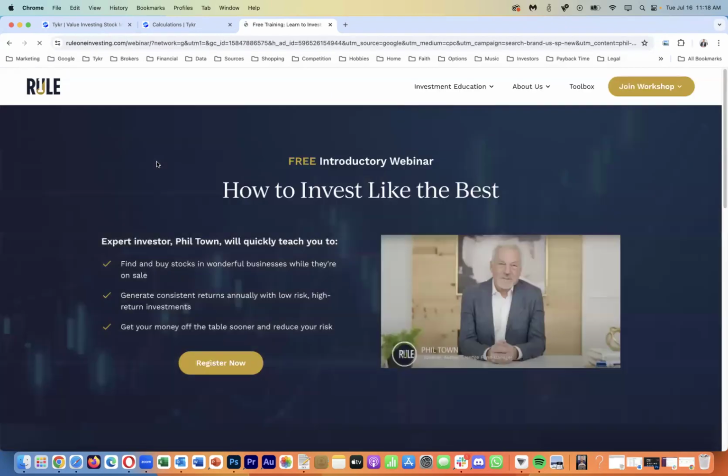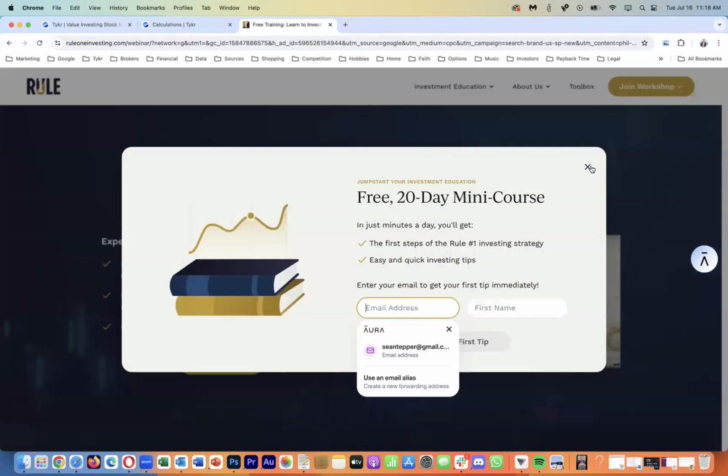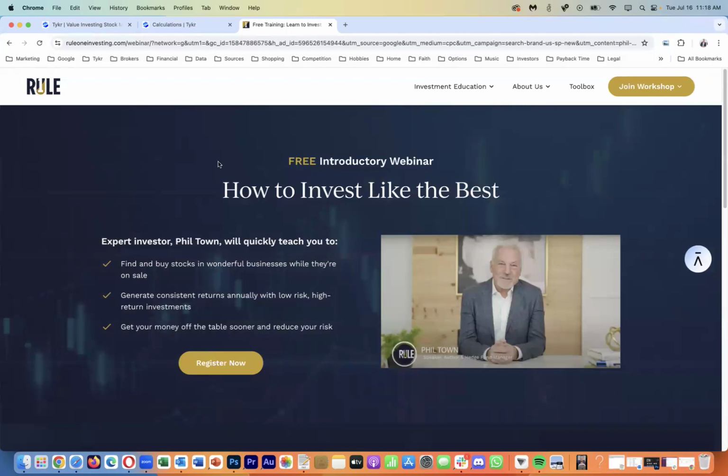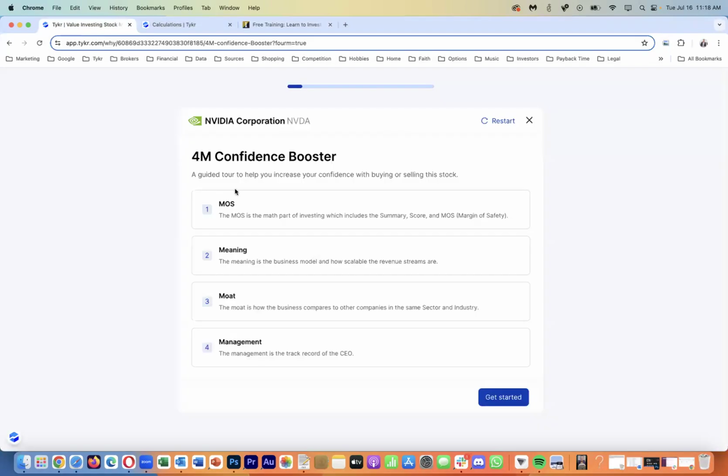He's been investing for a long time. He's a really good guy, and I give him a lot of credit for Tykr. Same thing with Warren Buffett and Charlie Munger, but he really coined the phrase 4M. And he uses kind of a different order. I like to start with the math part first.